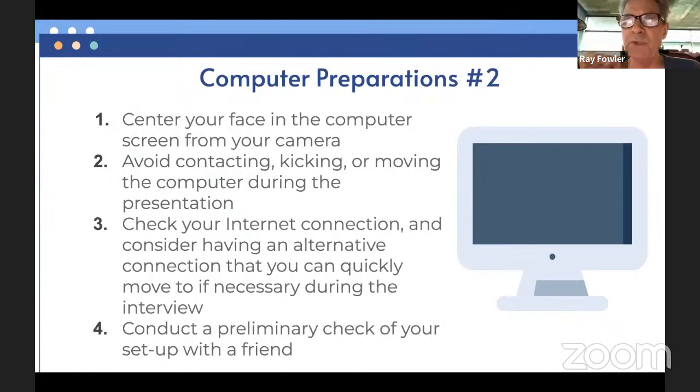Center it in the computer screen so that your camera will pick you up right in the middle. And avoid contacting, kicking, or moving the computer during the presentation. You don't want to do anything that might irritate the interviewer.